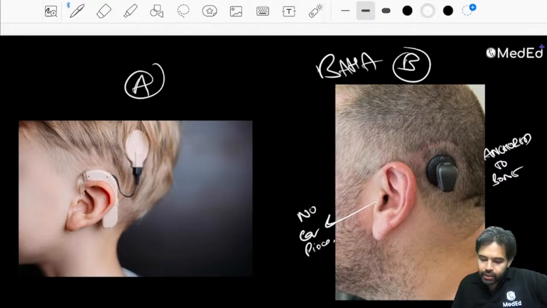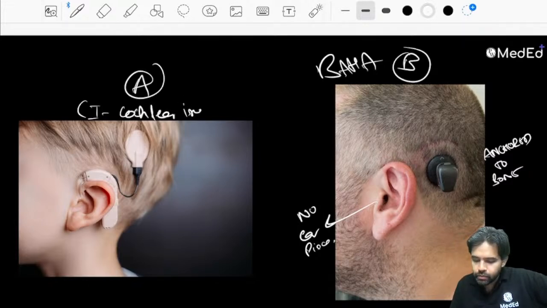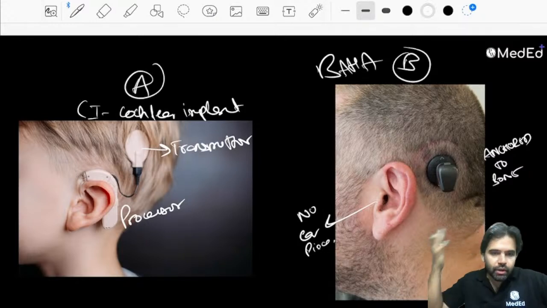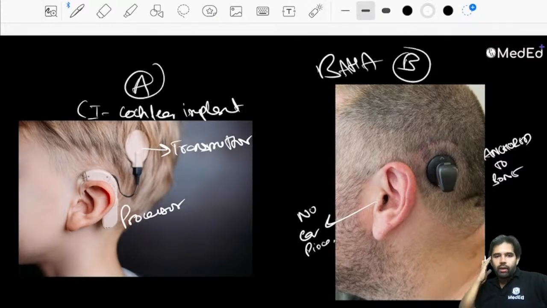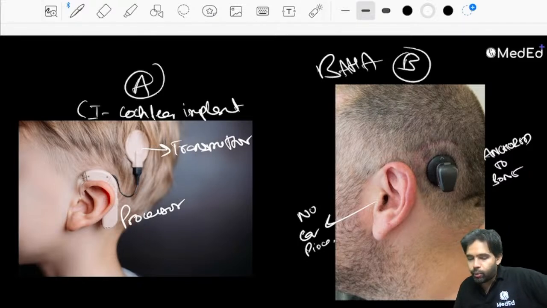Whereas in a cochlear implant, you have the processor, transmitter, and the receivers are all inside. Okay. So A is a cochlear implant. B is a bone anchored hearing aid.